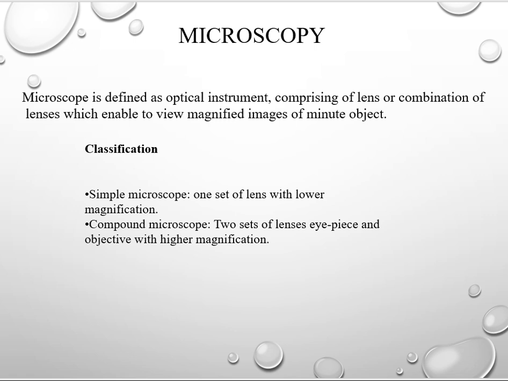Moving ahead with the microscope, as we are all well aware, it is an optical instrument which comprises a lens or combination of lenses that is used for the magnification of minute or small objects. दो टाइप के होते हैं, सिंपल माइक्रोस्कोप, कंपाउंड माइक्रोस्कोप. सिंपल में वन सेट ऑफ लेंस विद लोअर मैग्निफिकेशन, कंपाउंड में टू सेट्स होते हैं लेंसेज के, प्लस यू हैव आई पीस ऑब्जेक्टिव with higher magnification.